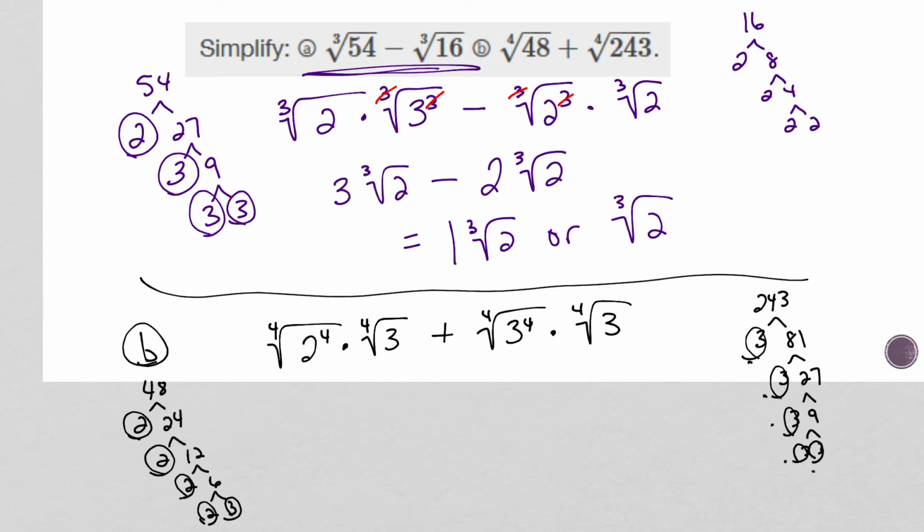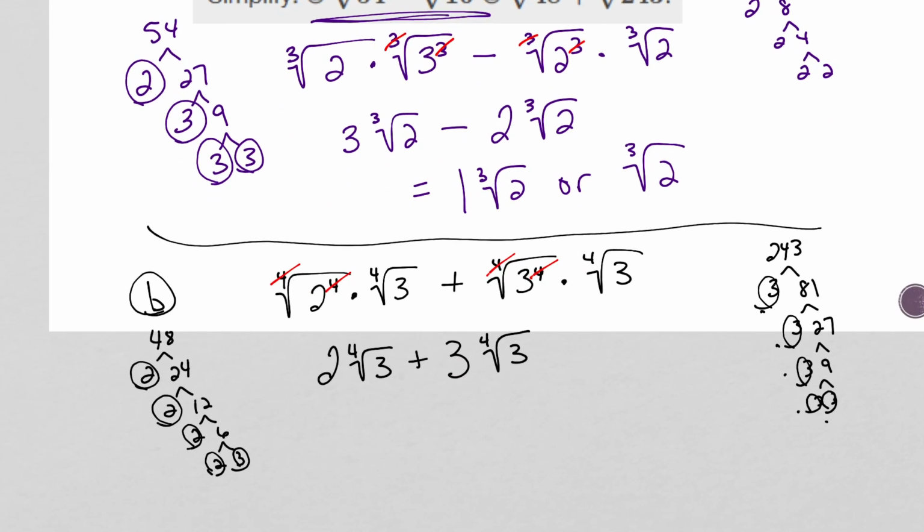Okay, so now we can take the fourth root right there. Those cancel, and I am left with 2 times the fourth root of 3 plus 3 times the fourth root of 3. Now, do a mental check here. The indices are the same. The radicands are the same. So now we can add the 2 and the 3 together. Okay? So we get 5 fourth roots of 3. There we go. We're done.